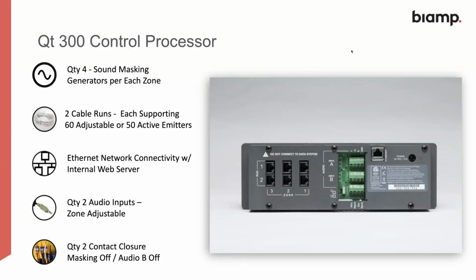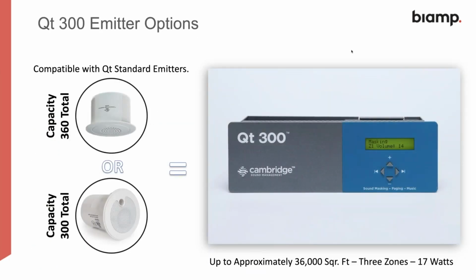This time we've got 4 sound masking generators per zone with 2 cable runs which support 60 adjustable or 50 of the active emitters. We have got network connectivity on this one, which is via Ethernet. It's also got its own built-in web server as well. And this time we've got 2 audio inputs, which are zone adjustable, and 2 contact closures for masking to be switched off, or for one of the audio channels to be switched off as well. This unit is compatible with the standard emitters or with the active emitters. Again, if you remember, the standard emitters are the normal ones, if you like, but can't be used for PA or for paging or music. But the active emitters are the ones that can be. So the total capacity of the passive ones is 360, or you can use the active, and the maximum capacity there is 300, and that can go up to about 36,000 square feet across 3 zones.